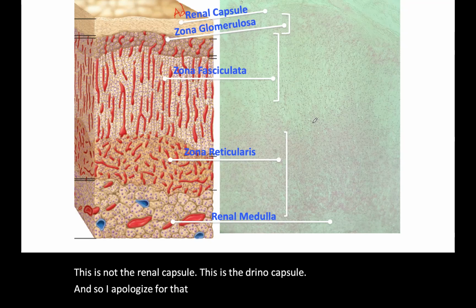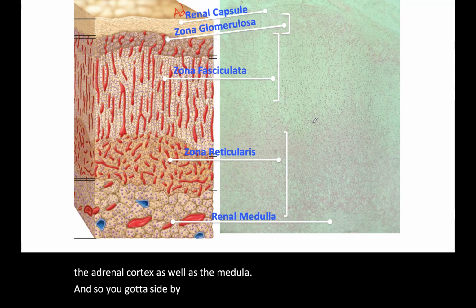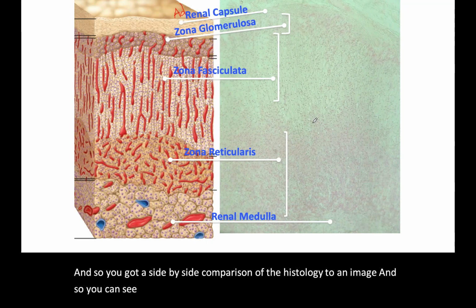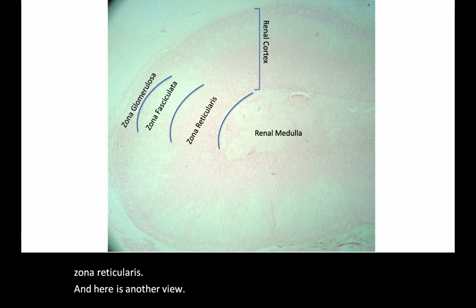But here you can actually see the layers of the adrenal cortex as well as the medulla. And so you have a side-by-side comparison of the histology to an image. And so you can see where the zona glomerulosa is, the zona fasciculata, and the zona reticularis. And here is another view as well. This would be on scanning power.